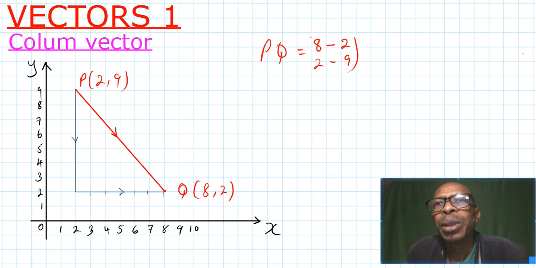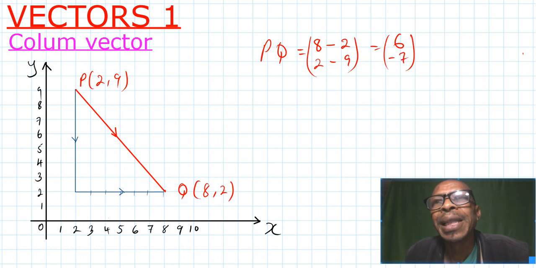So you see here we get what? We get 6. 8 minus 2 is 6. 2 minus 9 is minus 7. So you can see now the displacement of y is in the negative direction. That is why we have negative 7.